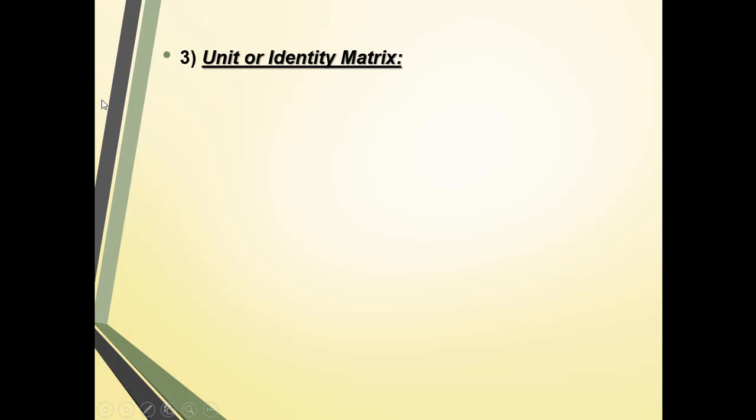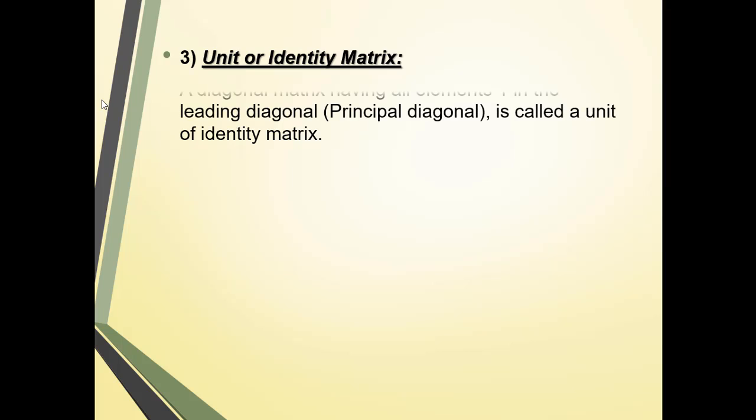Number 3, unit matrix or an identity matrix. It is a special condition of the square matrix: whenever a diagonal matrix has all the elements 1 in the leading diagonal, it is just an exceptional condition. It is called a unit or an identity matrix.